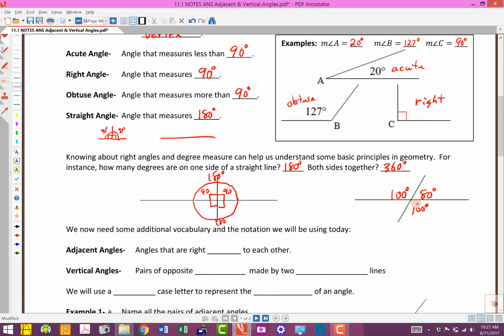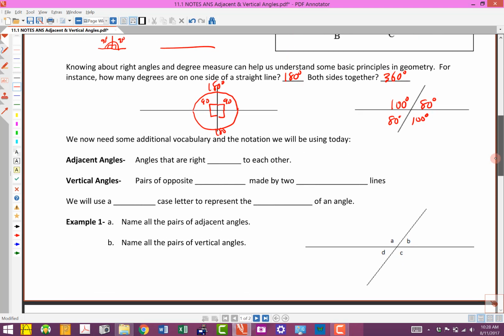And then I can do the same thing down below. If this is a straight line right here, there's got to be 180 degrees below this line, so that means that one's got to be 80 degrees. So there's some really cool things that we can notice if we know how to measure angles and lines and all that sort of stuff.